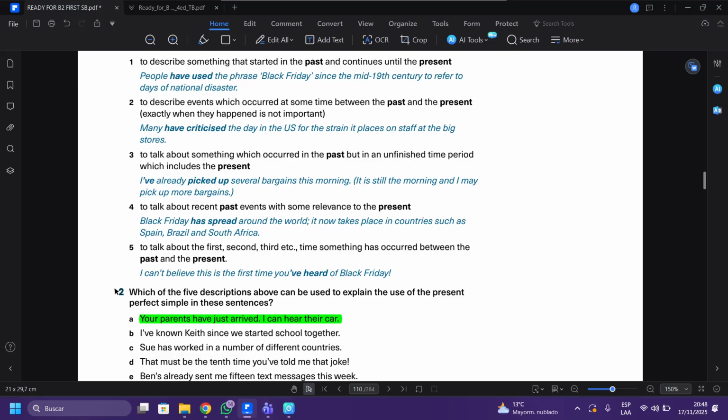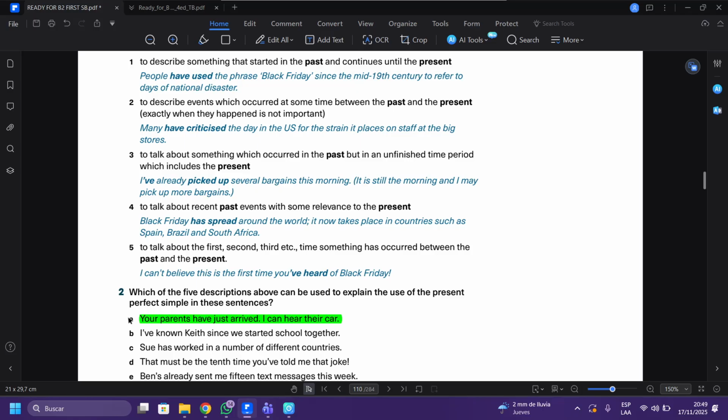It says, your parents have just arrived, right? Yes. And I can hear their car. It means that something, in this case, the act or the fact that has occurred, is continuing up to the present in some way. Okay. So what do you think is the best description?